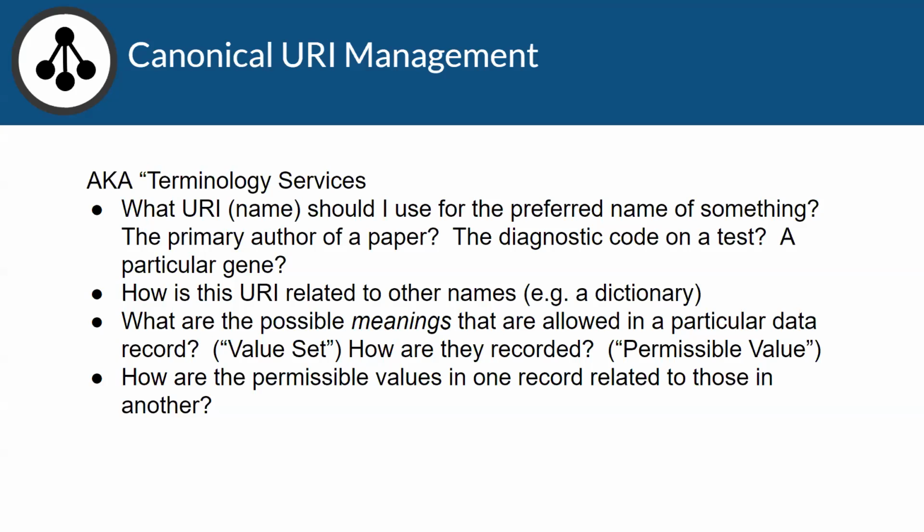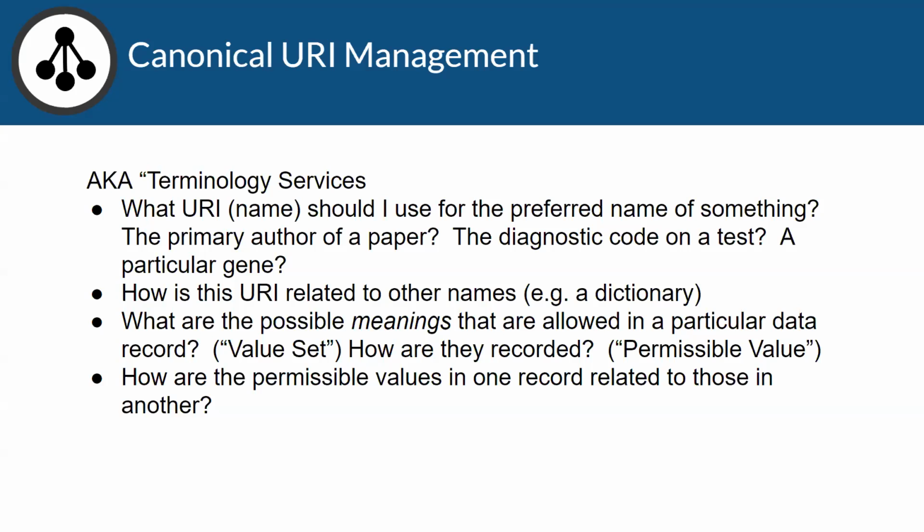I also need to understand how this URI relates to other things. I need a formal structure. I need a dictionary that defines it in terms of other names, other URIs. When I'm dealing with data, I need lists of URIs. I say, what are the possible meanings that are allowed in this data record?